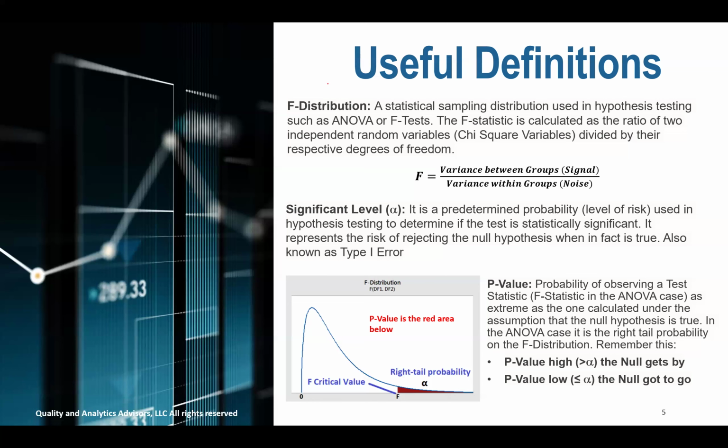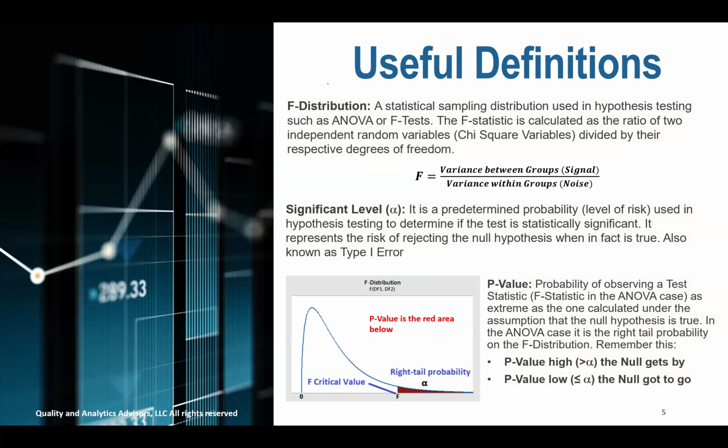To be able to use the F distribution, we need to calculate an F statistic. That F statistic is going to be a signal to noise ratio. The signal is basically the variance between the groups, and the noise is going to be the variance within the group. So if the statistic detects a significant difference in the means, then the numerator will be bigger than the noise, and the F statistic will actually be a large number.